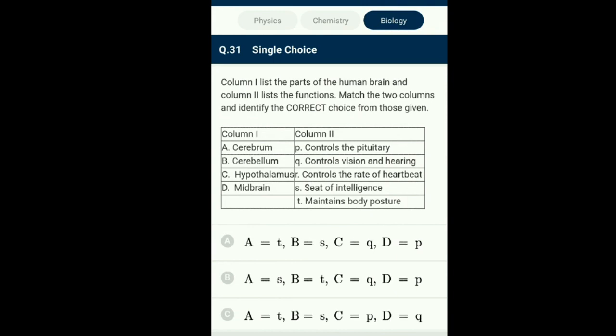Question number 31. Column 1 lists parts of the human brain and column 2 is the list of the functions. Match the following columns. The largest part of the brain located in the front of the skull is the cerebrum. It is divided into two hemispheres and is responsible for the integration of complex sensory and neural functions. It is the main center for storage of information, memories and intelligence.